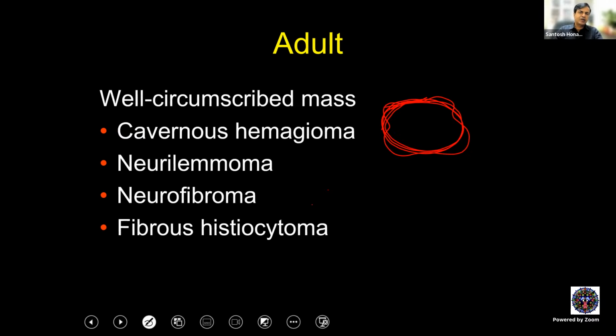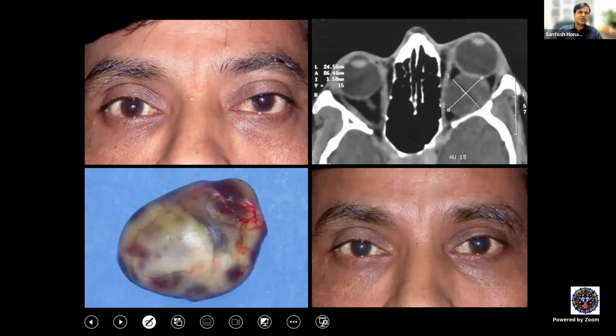Whereas neurolemoma has this oblong shape. It has a nerve from which it arises and the tail of the nerve. So in between that, it has this oblong configuration, more ovoid, more oblong than spheroid. Neurofibroma also has a spheroid configuration, and fibrous histiocytoma also has a spheroid configuration. Let's see some examples. This was a cavernous hemangioma of the orbit.